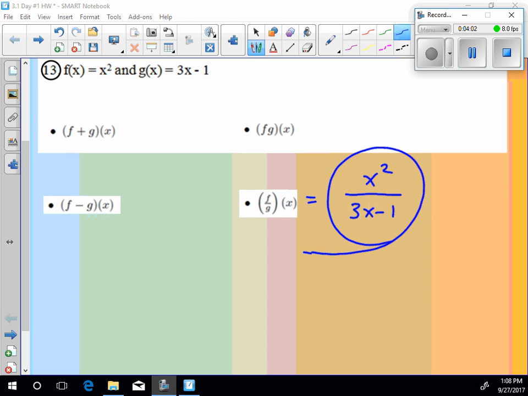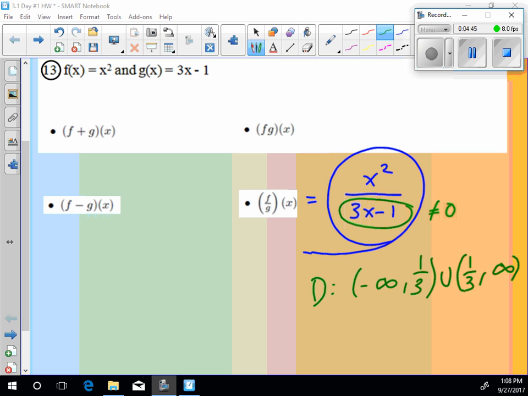If we want to find the domain, we have to look at one of two things. Do we have an even root? Do I have an even radical, a square root or a fourth root or a sixth root or an eighth root? No, I don't. I have x squared. I don't have square root of x. So the only thing I'm going to look at now is the denominator. I don't want the denominator to equal 0. So the domain of f divided by g of x will be everything except for what value? Yeah, 1/3. If x equals 1/3, we got problems. Then we're going to be dividing by 0.